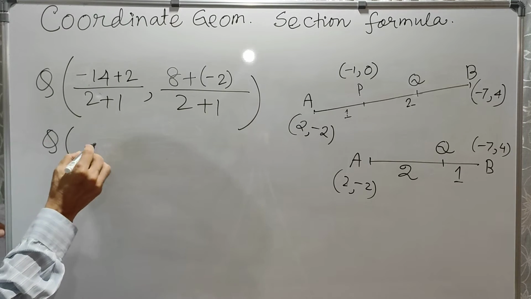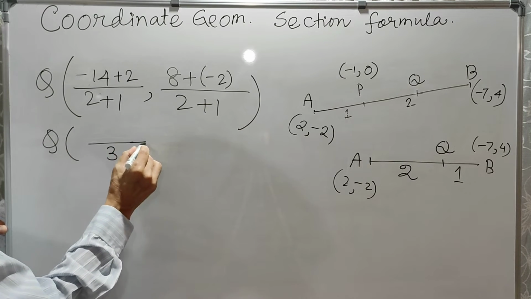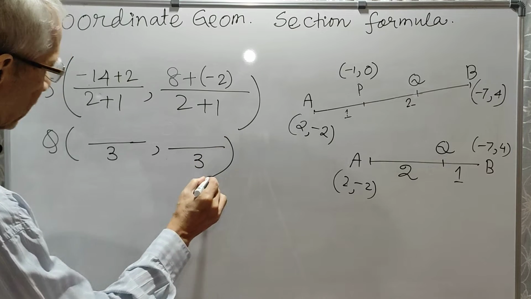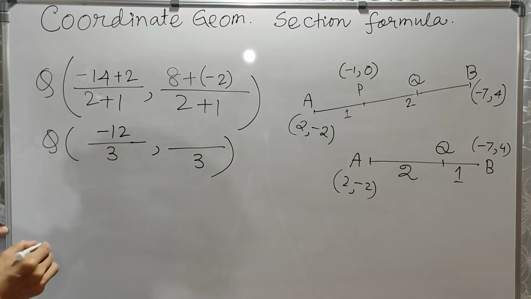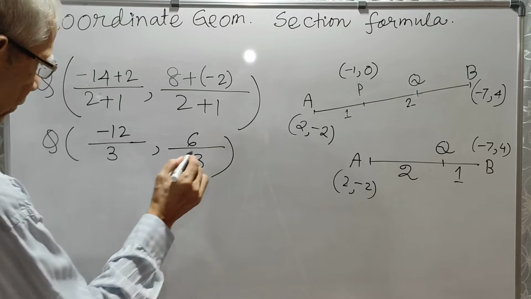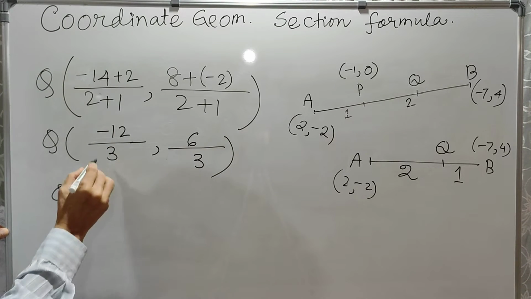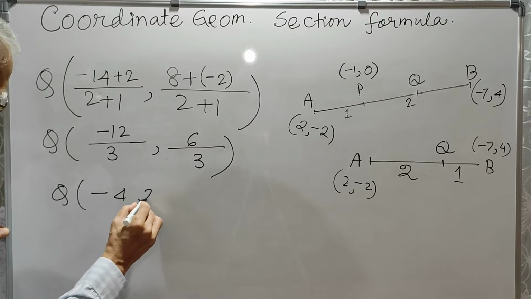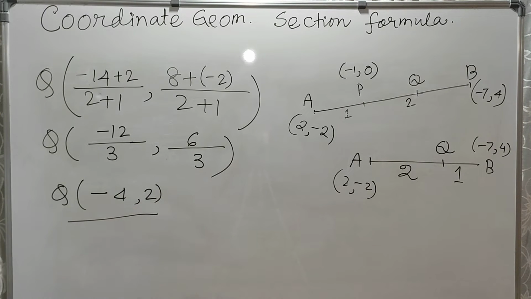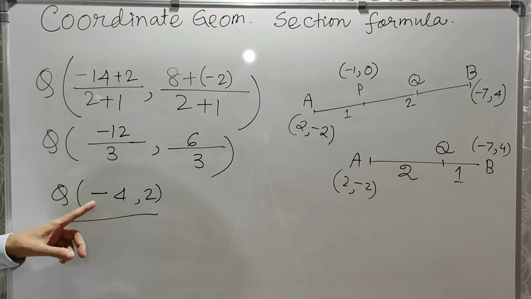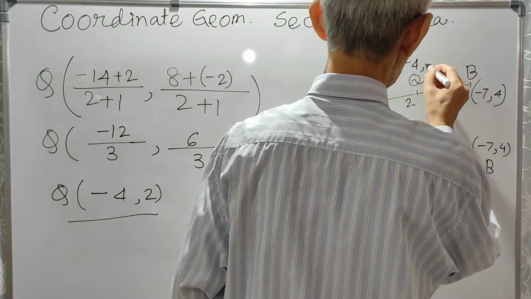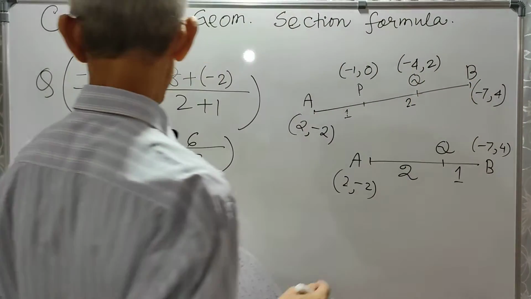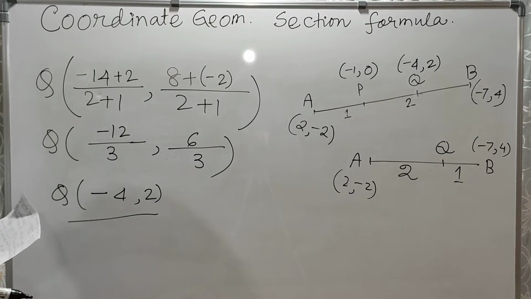So, what will be the coordinates of Q then? The denominator is 3, and this is also 3. So what is that? Minus 12, this is 6. So that means Q is minus 4, 2. These are the coordinates of Q: minus 4, 2. So minus 1, 0 and minus 4, 2.